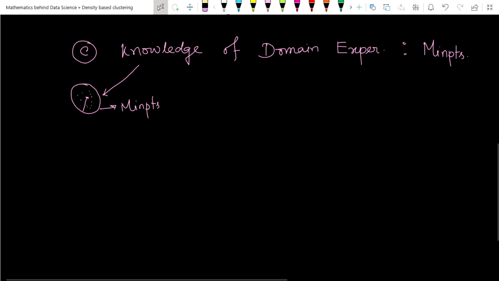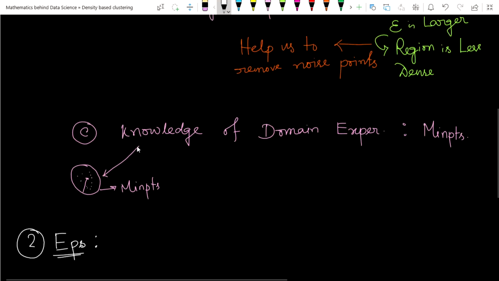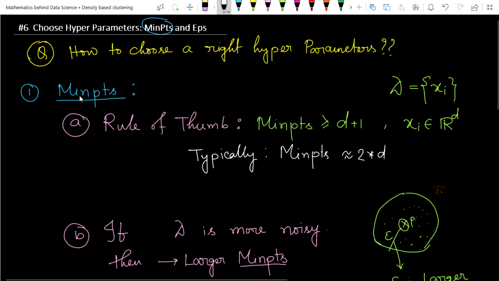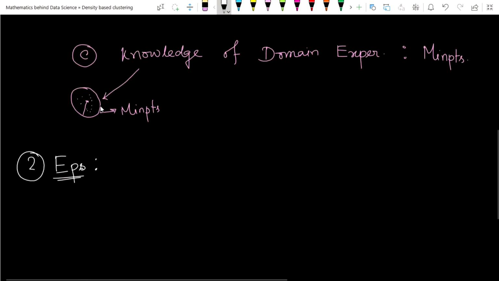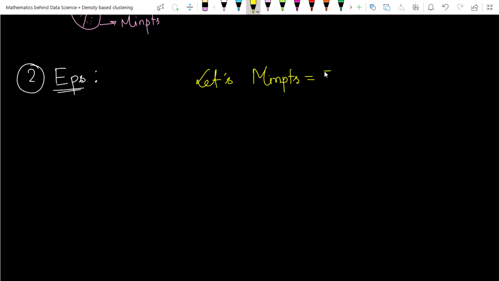Now let's see how to choose the hyperparameter epsilon. I think from these three methods you will understand somehow how to choose the min point hyperparameter. To choose epsilon, first assume that we have already chosen the hyperparameter min point. Suppose we have chosen some value, 5.